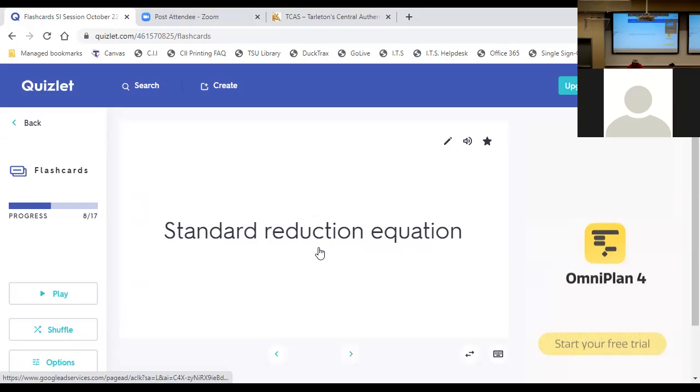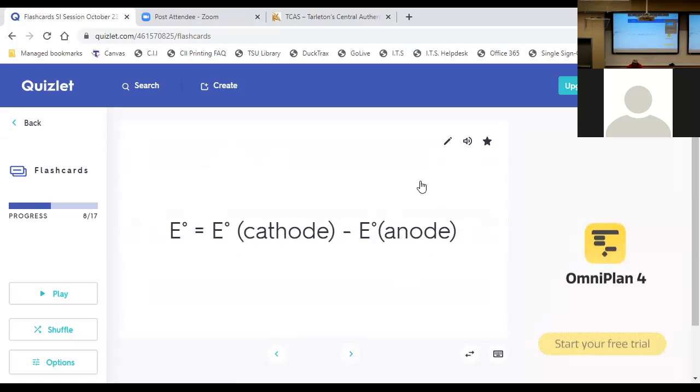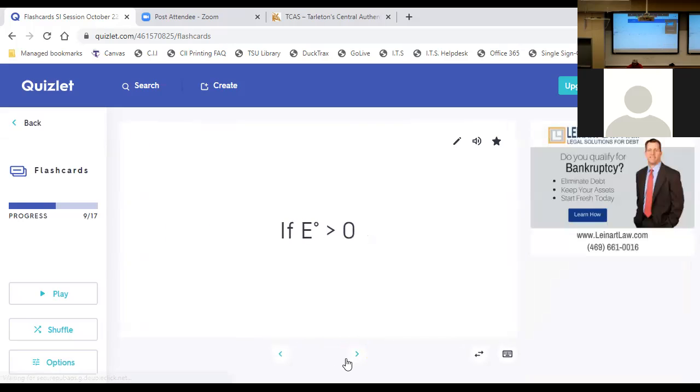And then the standard reduction equation. This is the cell potential is equal to the two standard reduction potentials. And the important thing to remember is that it's the cathode minus the anode. And so on most problems, you'll be given one chemical equation, and you have to break that down into the two half reactions. And then you have to look at the chart and see which one is the cathode and which one is the anode. And the way you need to know that is the next question.